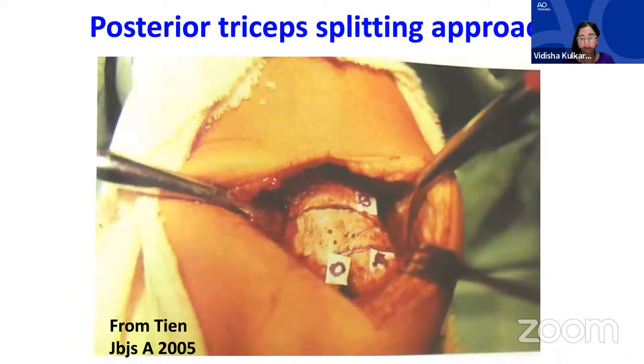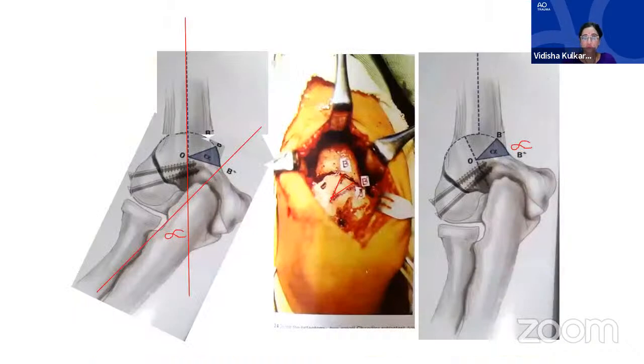So originally this is described by triceps splitting approach by Tien. I do it by paratricipital approach, and that minimizes my soft tissue dissection and stiffness in the postoperative period. You can mobilize without much adhesions. So this is how the dome osteotomy is performed. And sometimes medial wedge can be removed and it can be put in the metaphyseal lateral area to enhance healing.